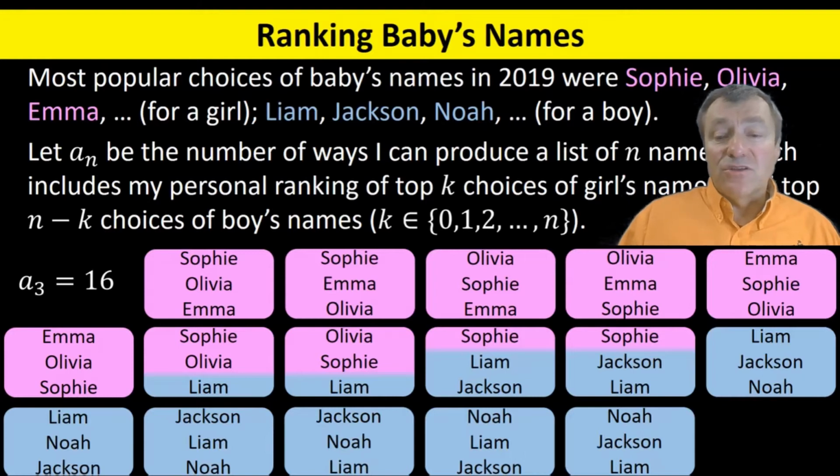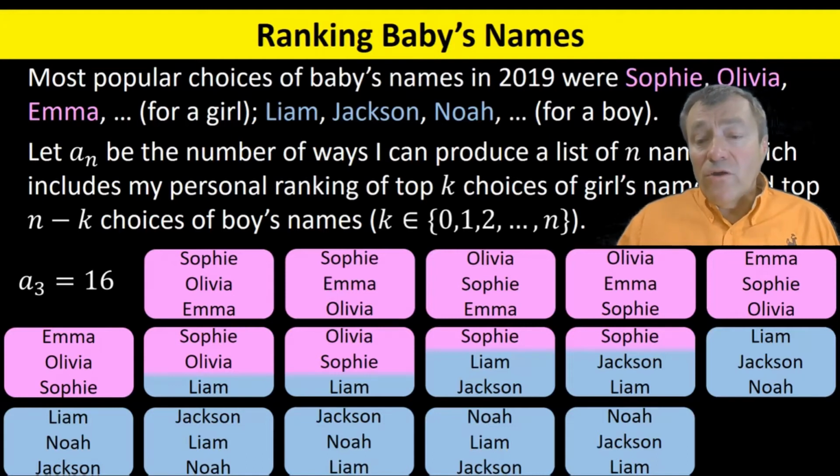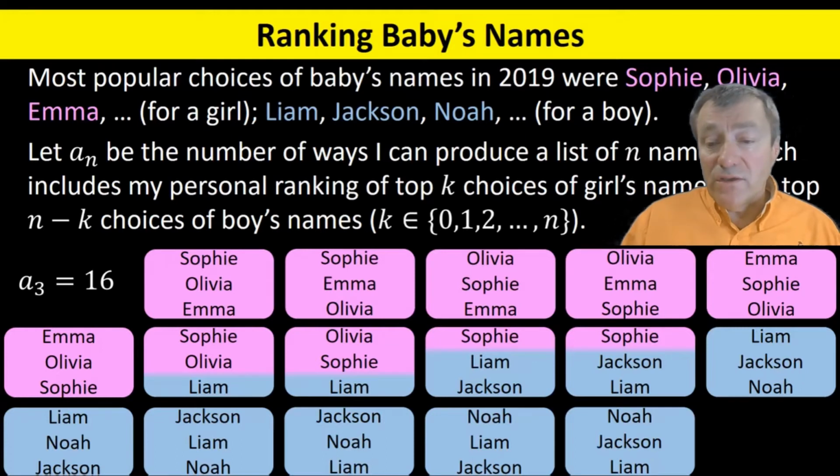Now let's go forwards with n equals 3. I could choose the top 3 girls' names, and I can give my personal ranking, and there are 6 ways for me to rank them. Or if I take the top 3 boys' names, there's another 6 ways there. Or my list could have 2 girls and 1 boy, or the other way around. Now altogether, I get 16 possible ranked lists, and I've shown them all here. So A3 is 16.